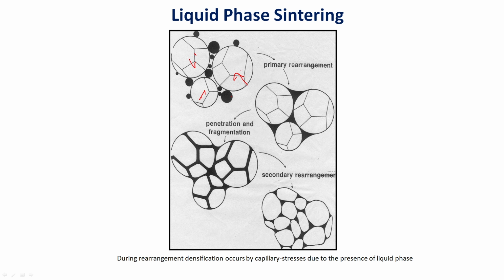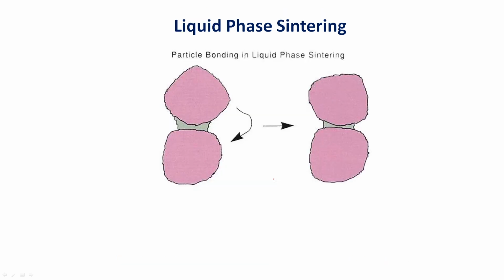In fact, liquid can fragment and penetrate between the solid particles. So you can easily remove all kinds of porosities very easily. So you can see that finally it forms so many particles that can be joined together by liquid phase sintering. Tungsten hydrolysis has done that.